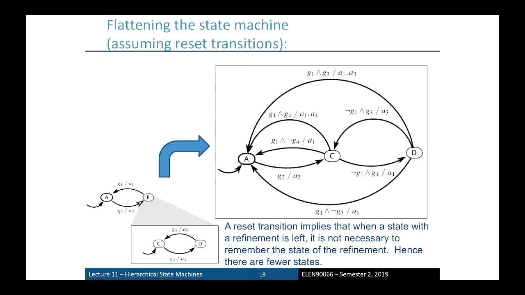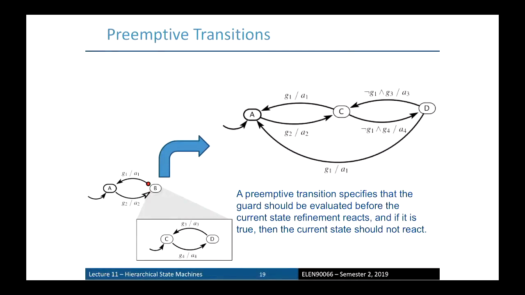Okay, so there are fewer states because we don't need to keep track of what's going on in the refinement. And that makes obvious sense too, right? If you don't need to track stuff, we need less state space to do that. All right. There's another important type of transition we have to mention as well, and this is important for our interrupt controller model. And that's the notion of a preemptive transition.